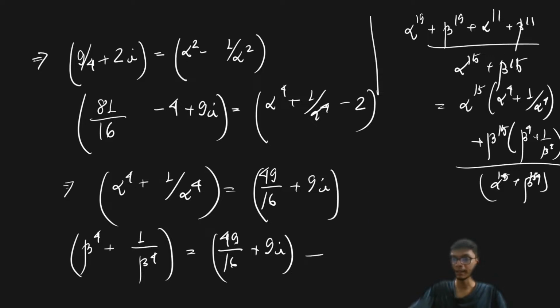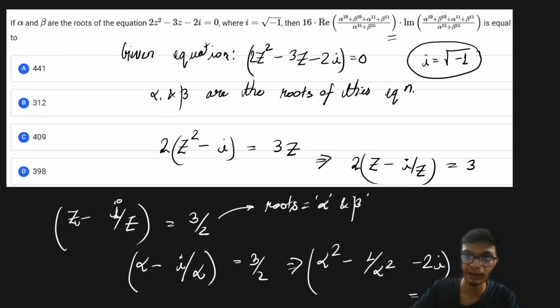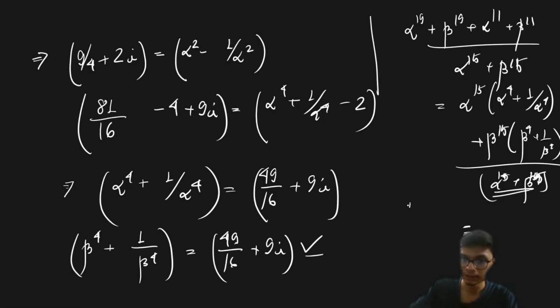So what if I take this beta to the power 15 and alpha to the power 15 as common? This particular part is going to simply cancel out, and we are left with alpha to the power 4 plus 1 upon alpha to the power 4 plus beta to the power 4 plus 1 upon beta to the power 4. That is simply going to be just twice of this particular result, right? So that is what we will have over here, and for the first part we have to only find the real part. So the real part of that particular part is going to be equal to simply the real part of this, right, multiplied with 2, right?